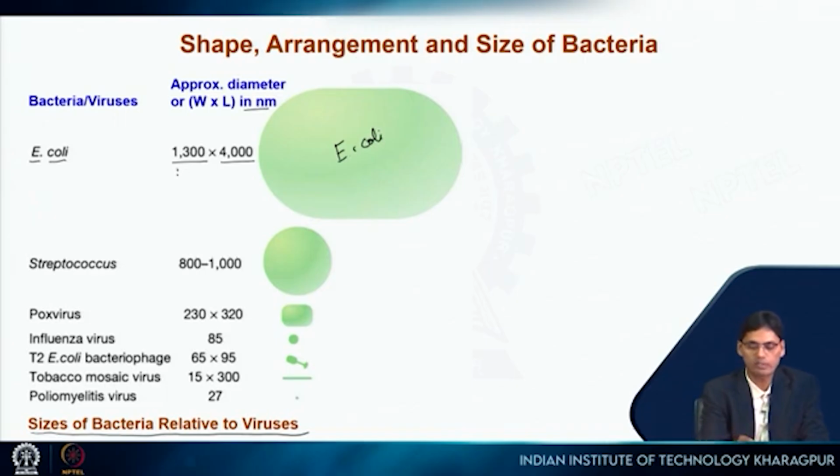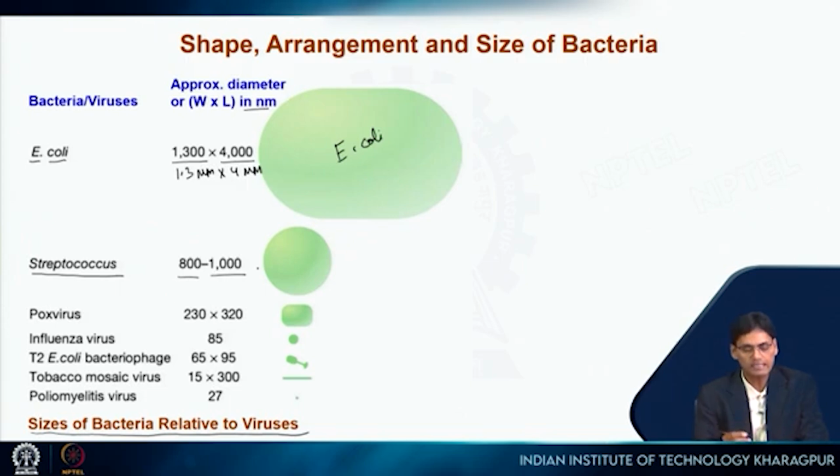So I would say 1.3 micrometer here, 4 micrometer here, and whatever dimension we have mentioned is either diameter or width by length, because in some cases if the bacteria is not long enough, it's more or less spherical, then we mention it in terms of diameter. As you can see, Streptococcus is an almost spherical bacteria. So here the diameter is 800 to 1000 nanometer.